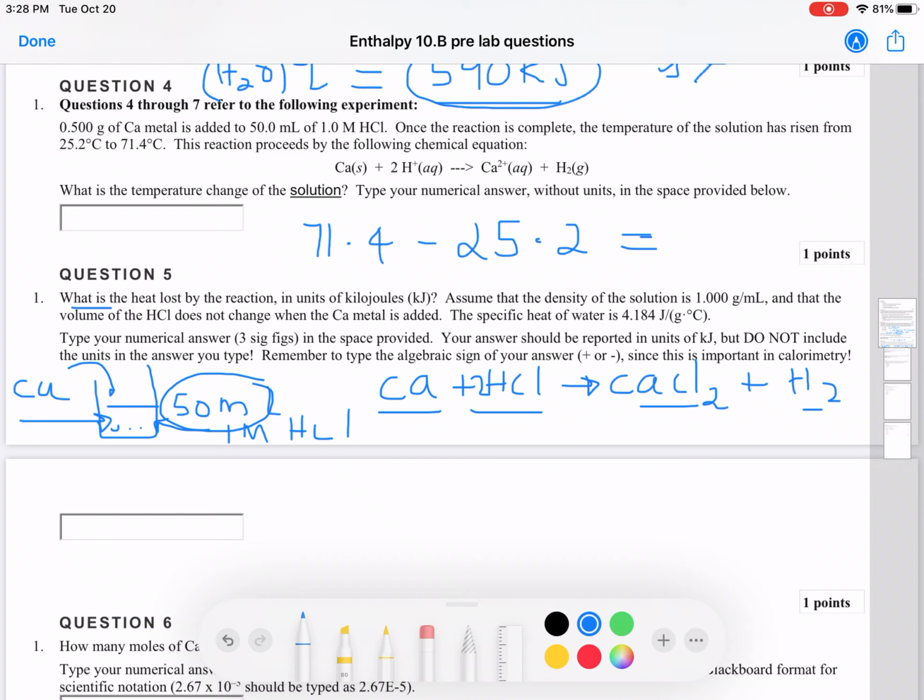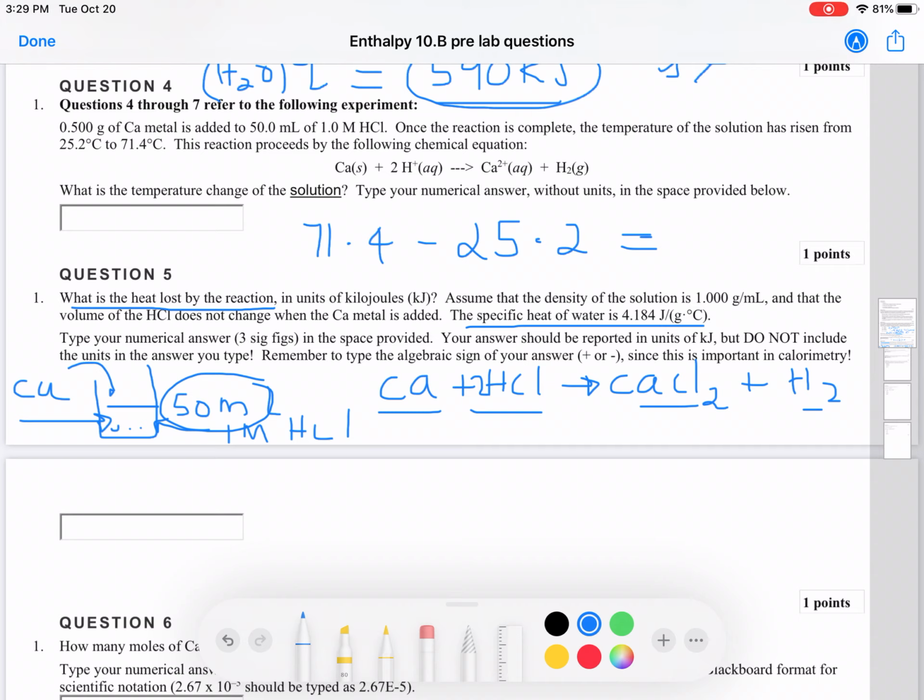We want to find out what is the heat lost by the reaction. Okay, again what we can use is Q equals mc delta T, but we don't know the specific heat capacity for calcium. What we know is the specific heat for the water.